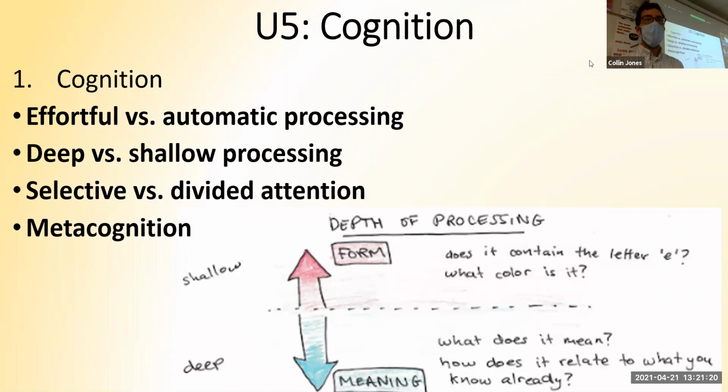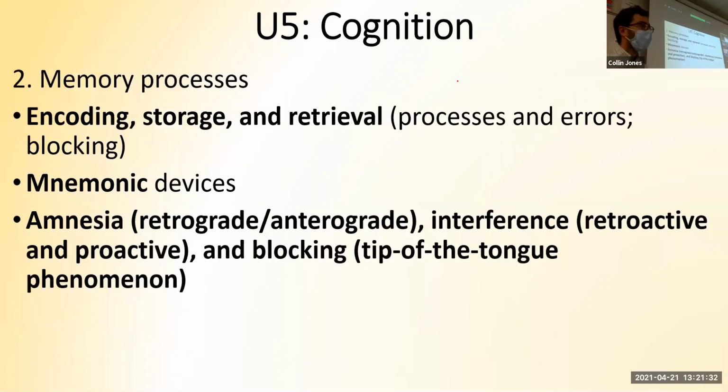That's automatic processing. But if I ask you what pages you did for reading for homework last Thursday, you have no idea because that's not important for your survival. All right. The second standard is about memory processes.